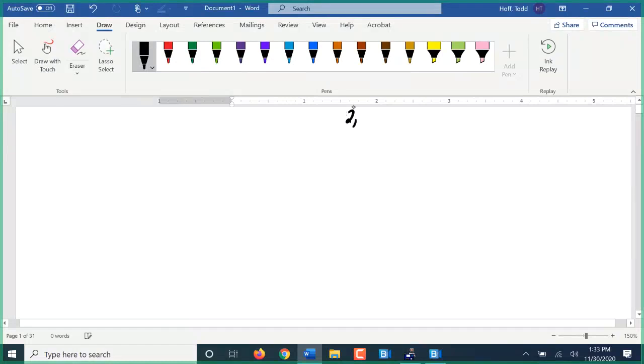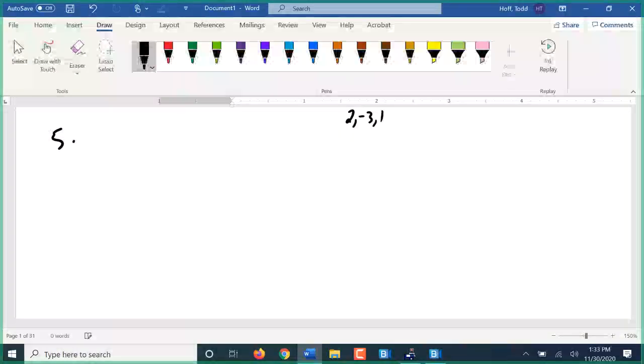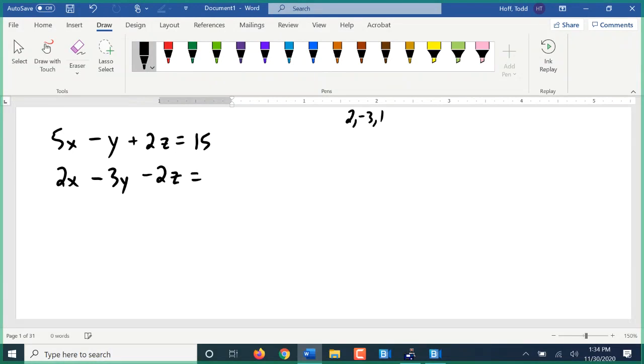variables. So if we have something like this, 5x minus y plus 2z equals 15, 2x minus 3y minus 2z equals 11, 3x plus y plus z equals 4. So this is a system of 3 equations with 3 variables.